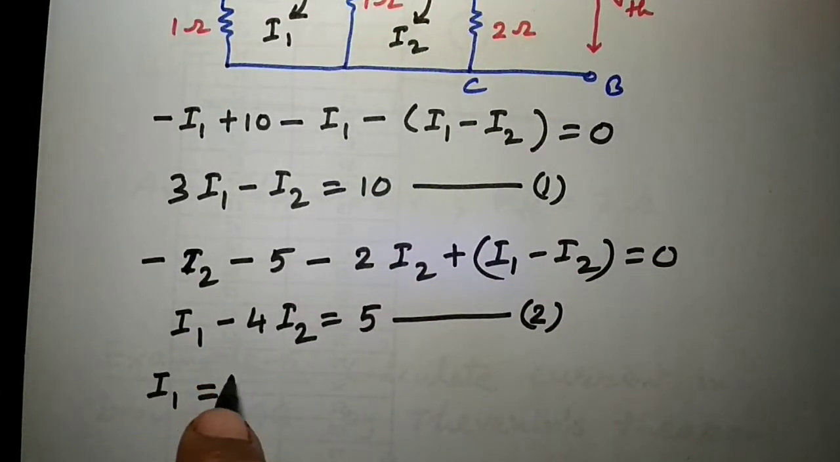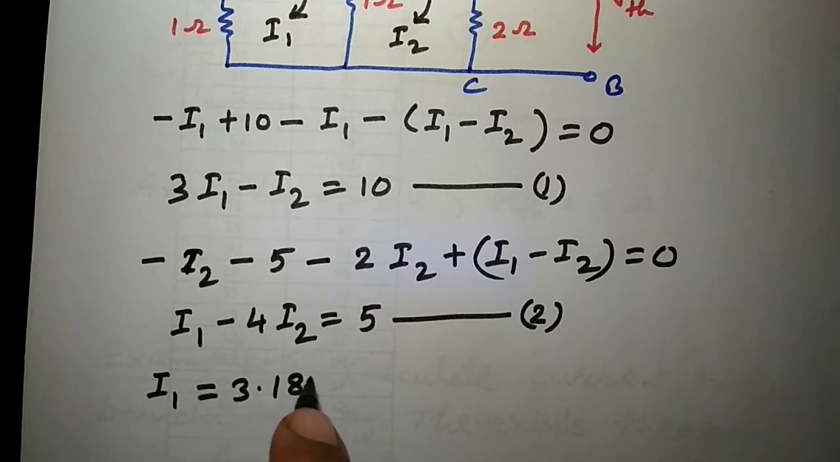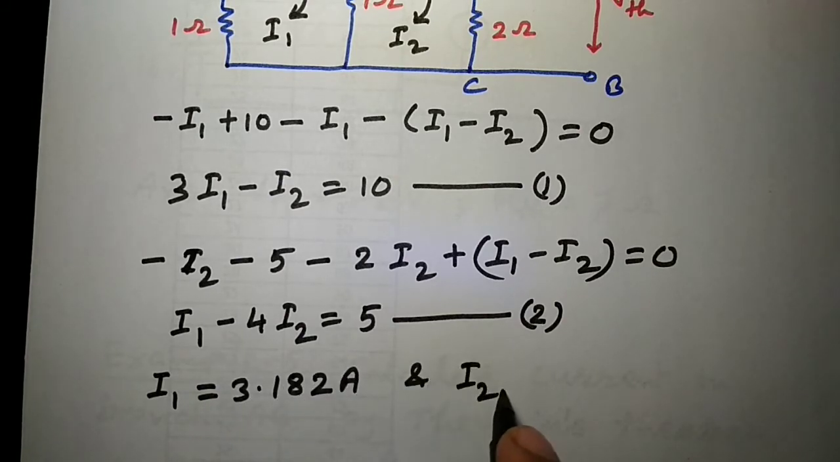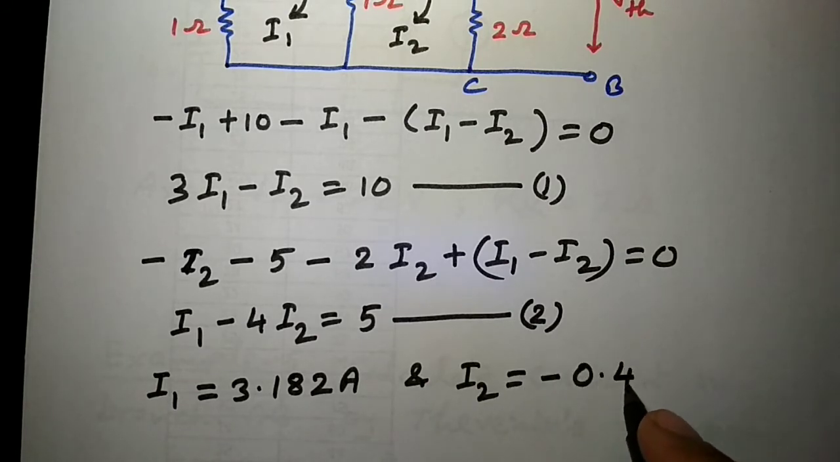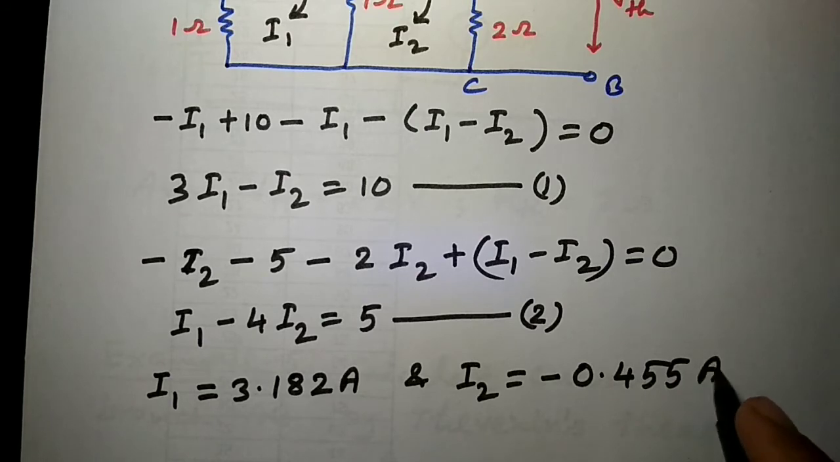So I1 will be 3.182 ampere and I2 will be minus 0.455 ampere.